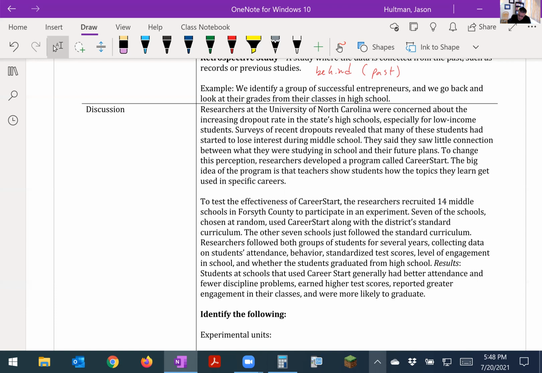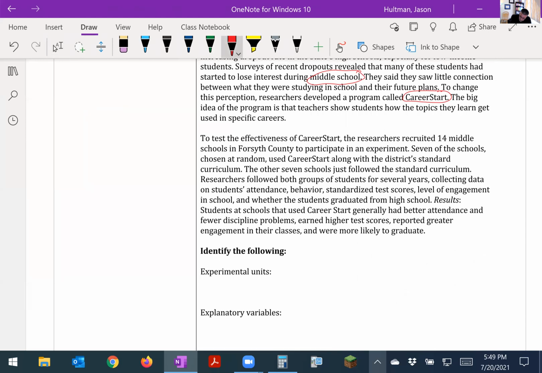Discussion. Researchers at University of North Carolina were concerned about the increasing dropout rate of the state's high schools, especially for low-income students. Surveys of the recent dropouts revealed that many of these students had started to lose interest in school during middle school. That's interesting. They said that they saw little connection between what they were studying in school and their future plans.